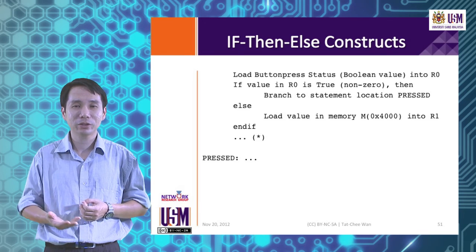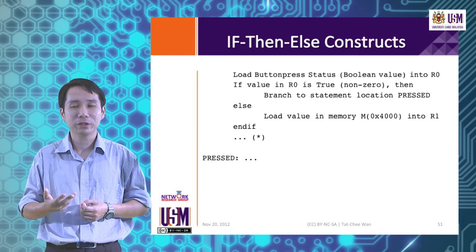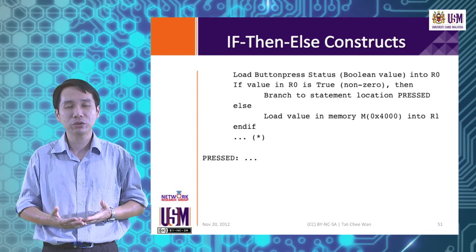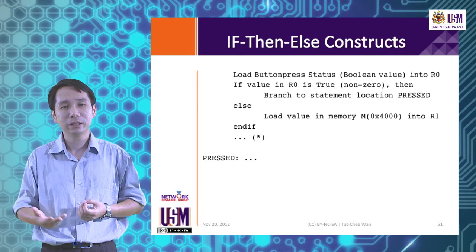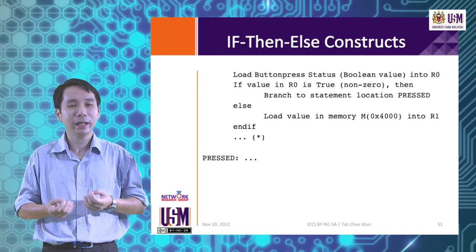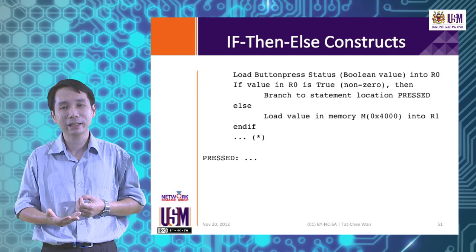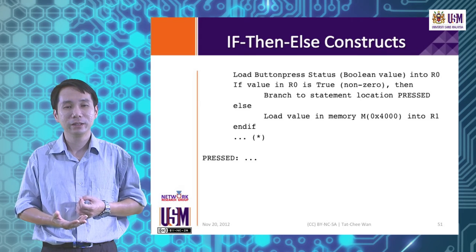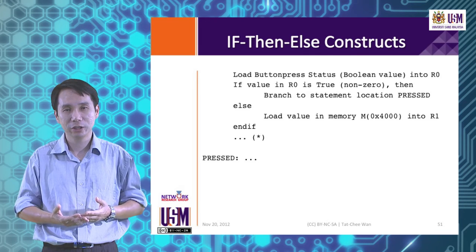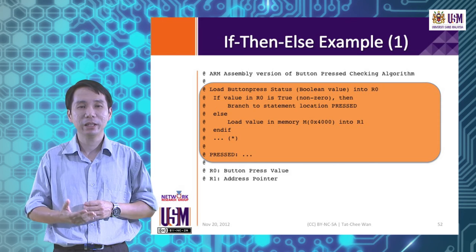instructions in pseudocode which says load button press status, which is a boolean value, into R0. If the value in R0 is true, meaning it's non-zero, then branch to statement location pressed. Else, we load the value in memory address location 4000 hex into register R1. There may be other instructions in between which we were not interested in. We will now look at how we will implement this in ARM assembly language.